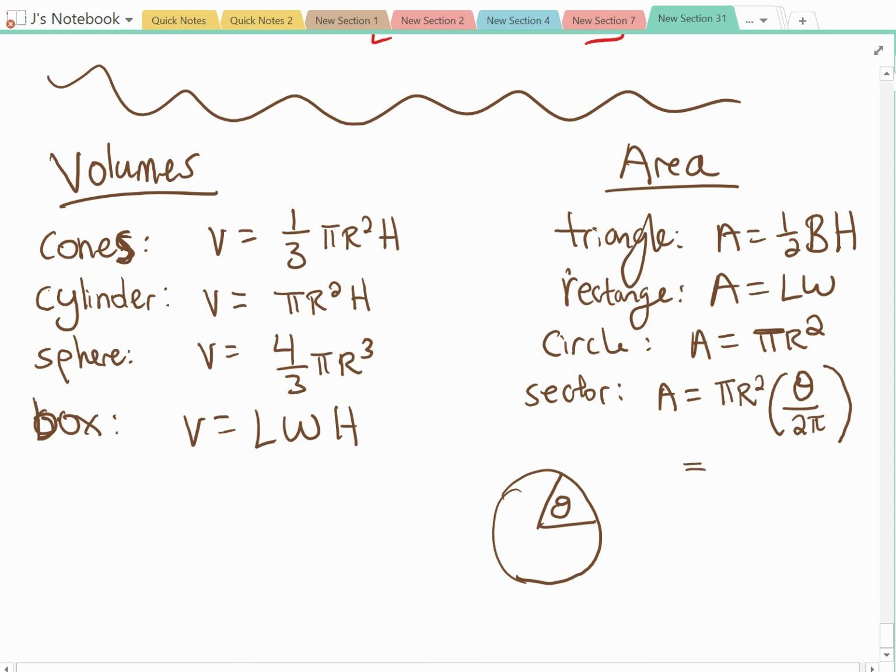I guess this can be cleaned up a little bit. It's 1 half r squared theta. But I like the other way, with pi r squared times theta over 2 pi. I like it better because it's clearer where it comes from. It comes from taking the percentage. Theta divided by 2 pi is the percent of the circle that you're taking. You cancel the pi's and rearrange it. It just hides where the formula came from. I don't know if there's any other areas. I can't think of any normal area stuff. So half of a circle and quarter of a circle are contained inside the sector formula.